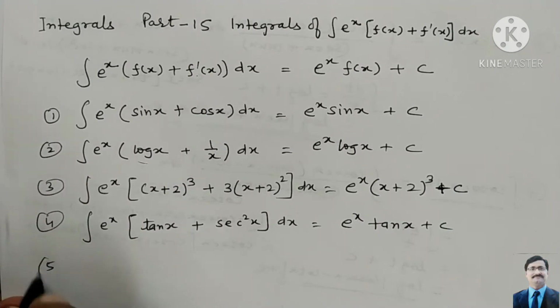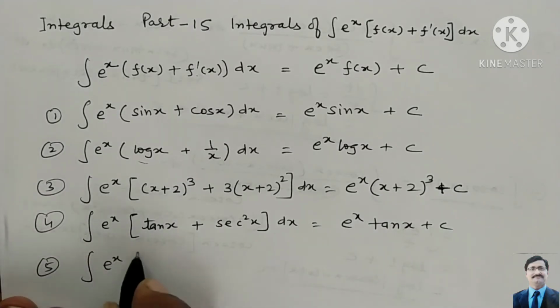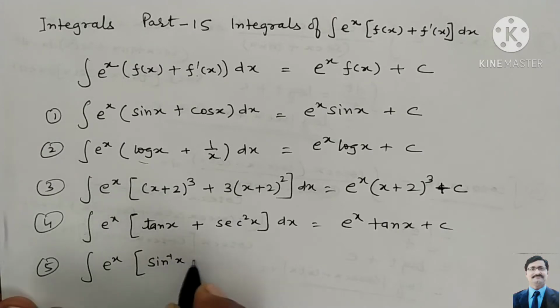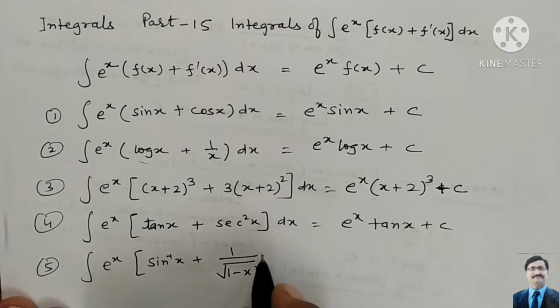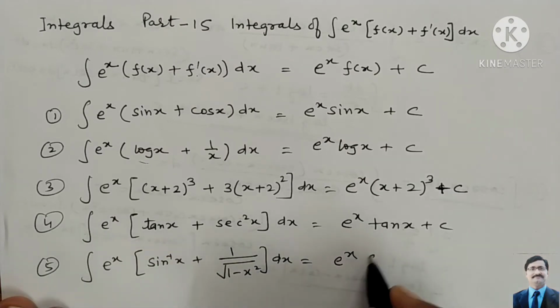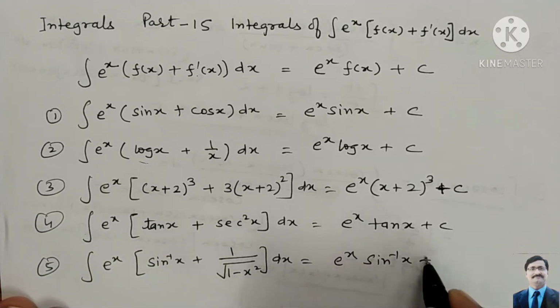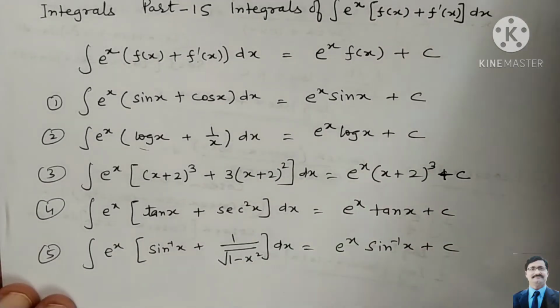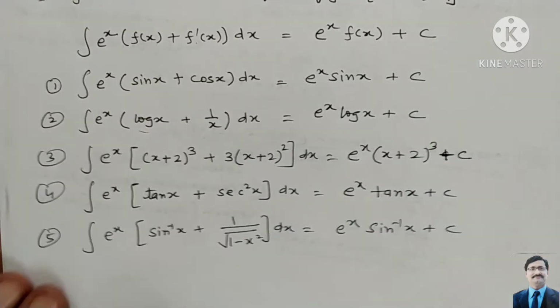And look here, if I have e^x and here I have sine inverse x, plus I have 1 upon root 1 minus x square, and dx. So you can write e^x, and this is the f(x) and this is f'(x), so we can write here e^x sine inverse x plus c. So I think all of you understand this. These are very simple questions we have done. Some more we will discuss here.